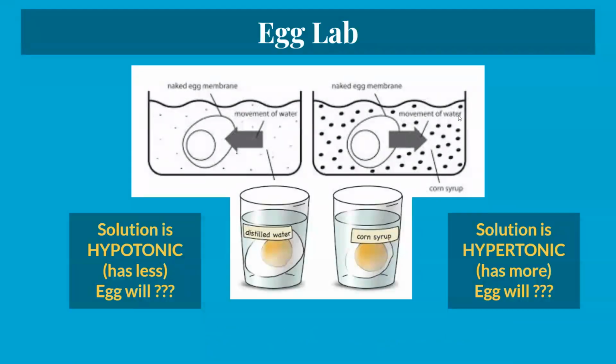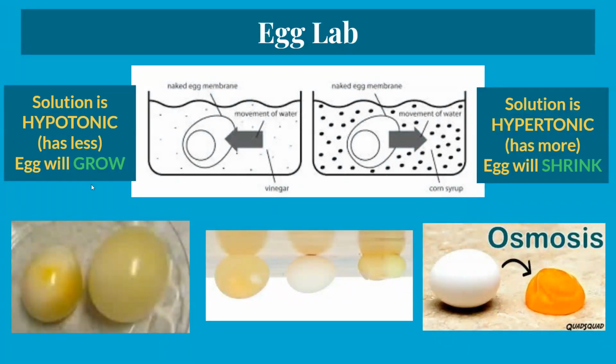Now, we saw this in the egg lab. We put an egg in a hypotonic solution, which was distilled water, and then we put it in a hypertonic solution, which was the Karo syrup. We noticed that with the hypotonic, the water had less solute, so hypo was low, and the egg did grow. And then we did hypertonic, that was the Karo syrup. And then hyper is great, the cell's going to deflate. So we saw that cell deflate down to basically nothing.